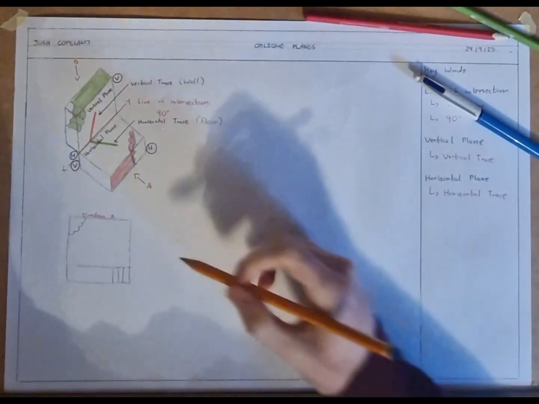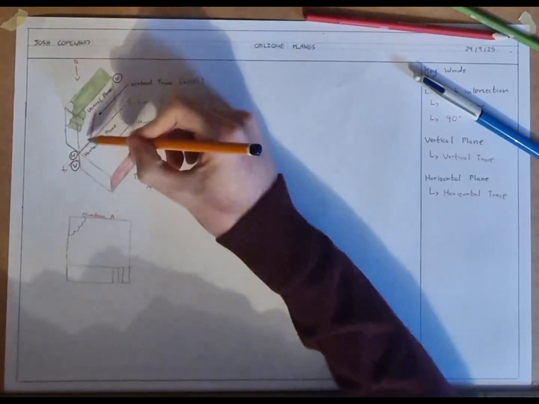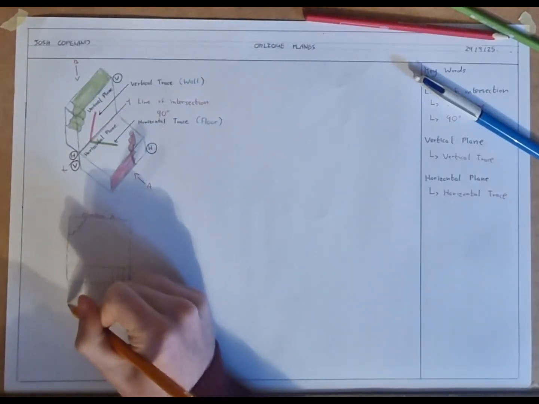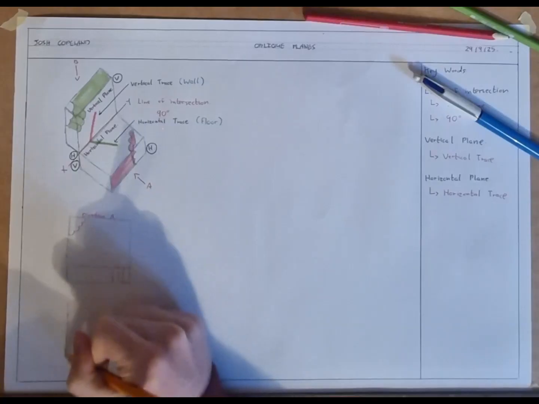Now, what we're going to do is we're now going to look in the direction of arrow B in our plan view. So, we're going to do the same thing again. We're going to draw our two surfaces.